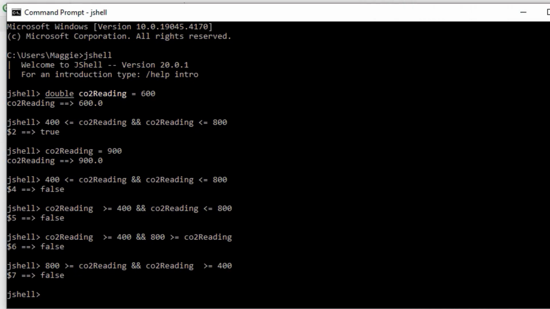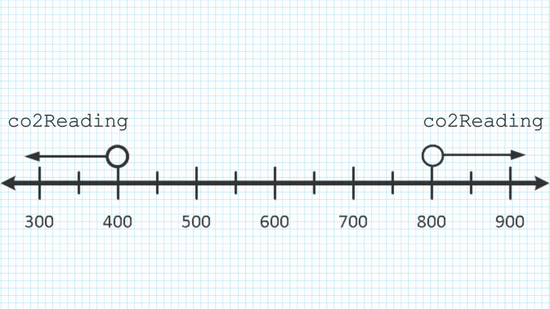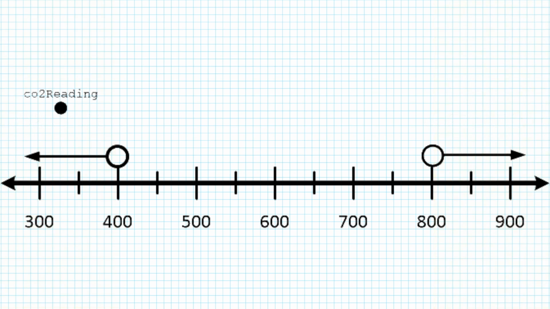Now, suppose we want to test for a value outside of the range. Instead of testing if the air is good, we want to test if the air is bad. Here's what that looks like on the number line. A value less than 400 or a value greater than 800. Here I'm showing the opposite of our original condition in which the 400 and 800 were included in the range of healthy air. So we want to know, is CO2 reading less than 400 or is CO2 reading greater than 800? It can be less than 400, or between 400 and 800, or greater than 800, right? It can't be any two of those things at once.